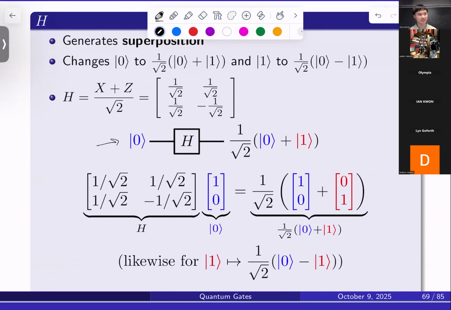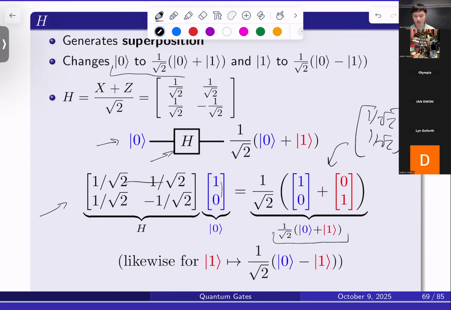So let's say we feed in the 0 state and we act the Hadamard. The 0 state we know is this 1, 0 column vector. Hadamard we know is this matrix. So if we perform the multiplication, you do this row dotted with this column, and you get 1 over root 2. And if you do the next one, you also get 1 over root 2. So you can expand it out as this, and this tells you 1 over root 2 of being in 0 or 1, which is just from this identity up top. And likewise, you can show it for this.